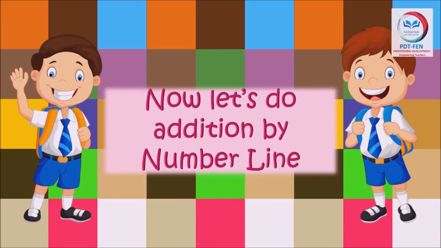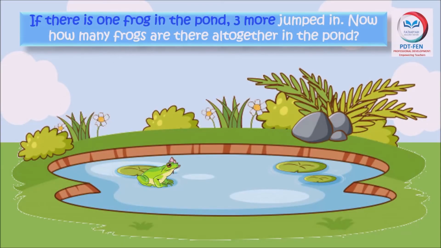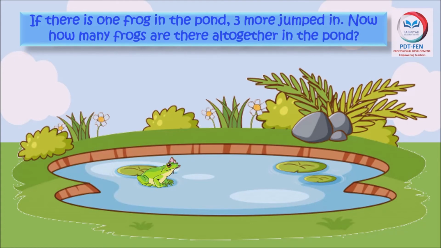Now let's do addition by using number line. If there is one frog in the pond, 3 more jumped in. Now how many frogs are there altogether?